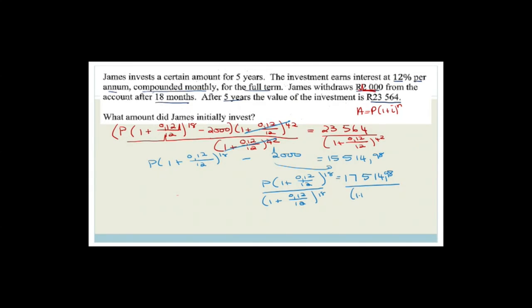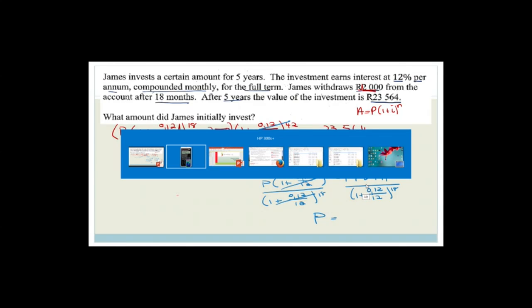Ditto, yeah, 1 plus 0.12 over 12 to the power of 18. And that's going to cancel with that, and that means that principal is going to be whatever this answer is. So let's go work that out.